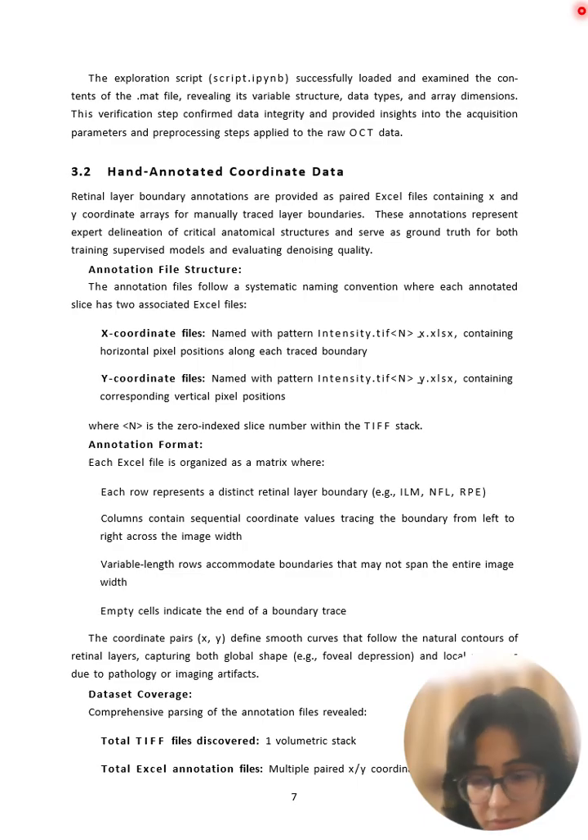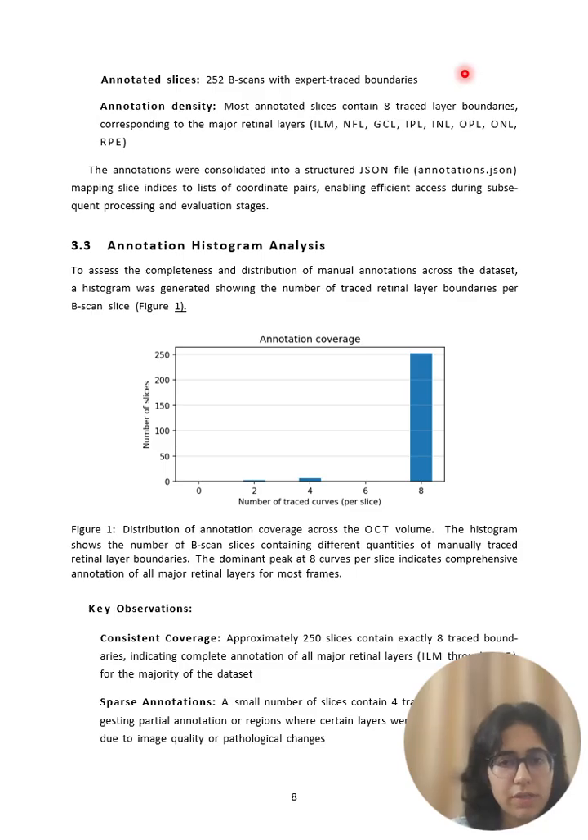So variable length rows accommodate boundaries that may not span the entire image width, and empty cells indicate the end of a boundary trace. So in hand annotated scans, we have 252 B scans. B scans is just a medical name for the scans that we are using in this project.